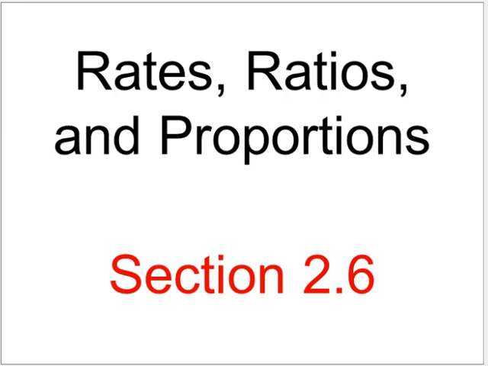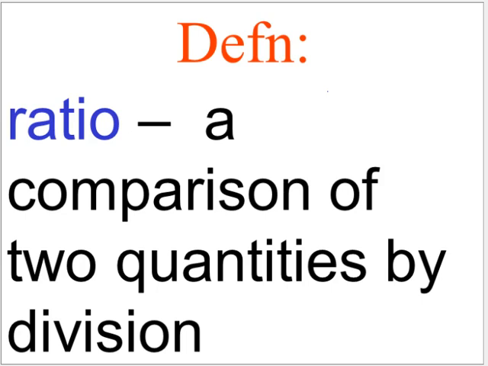This section's about rates, ratios, and proportions. So I'm going to start out with definitions. The first definition is a ratio, a comparison of two quantities. Those two quantities can be of any amount. Let's just talk about 2 and 3.